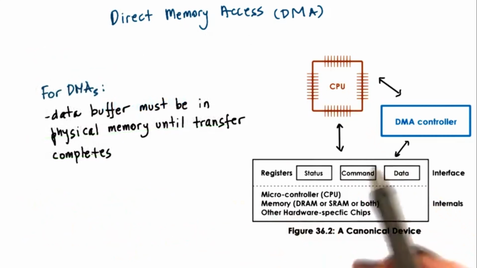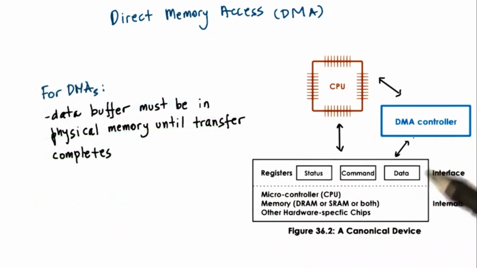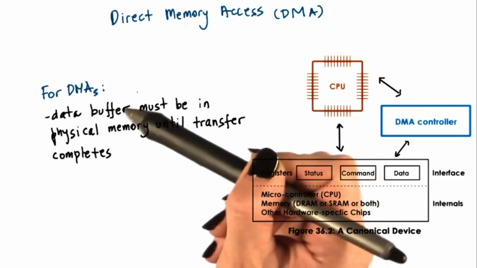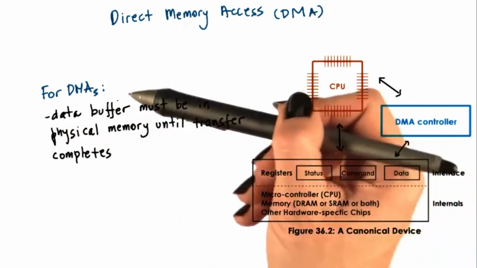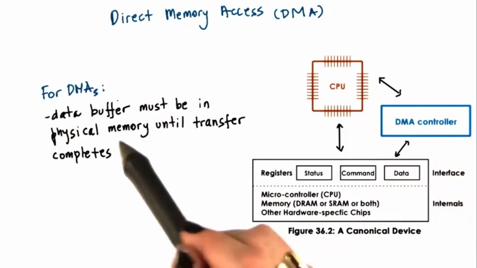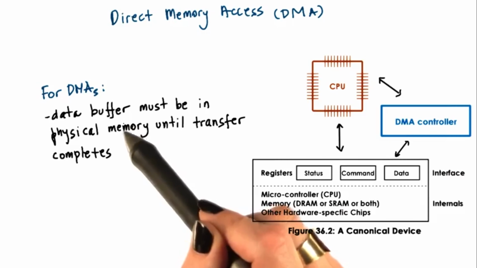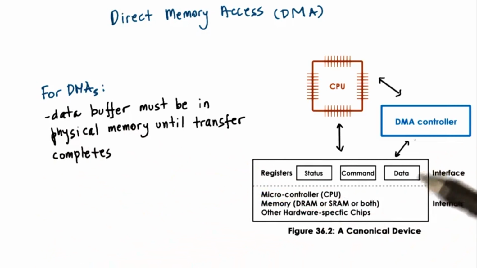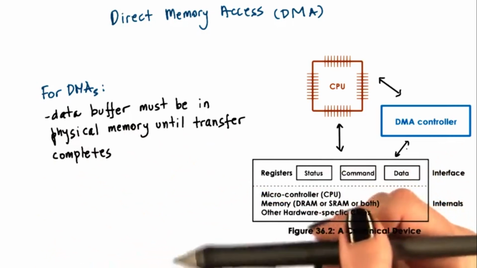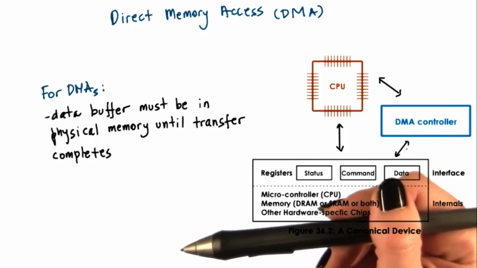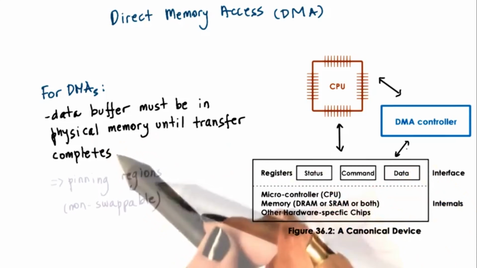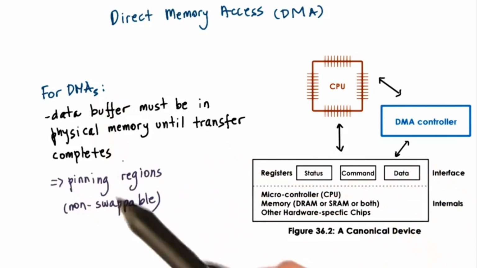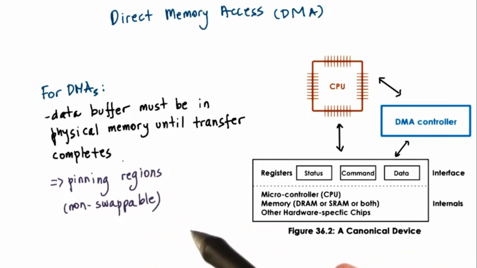One important thing to make DMA work is that we have to make sure that the data buffer that we want moved, or where we want data to be written, must be present in physical memory until the transfer completes. It cannot be swapped out to disk, since the DMA controller can only read and write data to and from physical memory. So the contents have to be there. This means that the memory regions involved in DMAs are pinned. They're not swappable. They have to remain in physical memory.